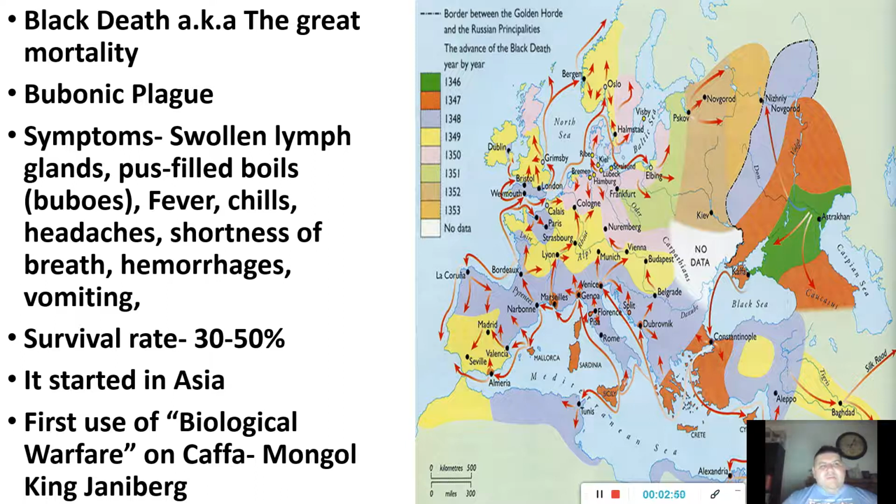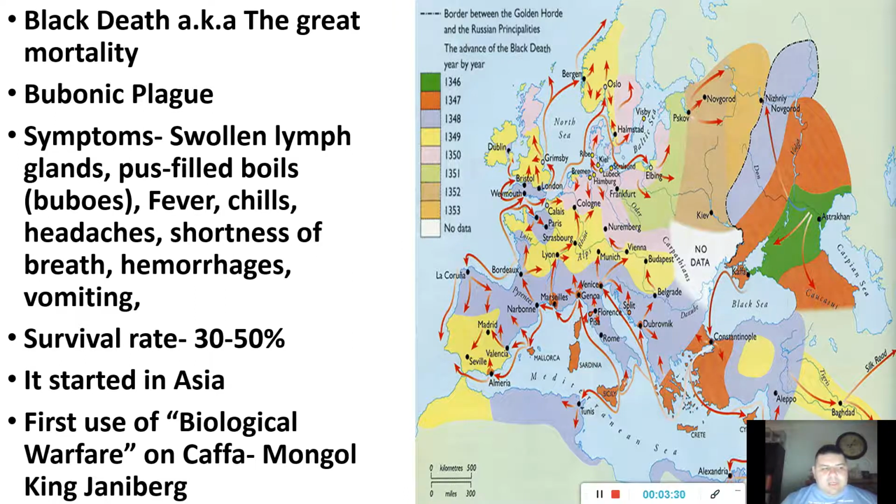So another thing: fever, chills, headaches, shortness of breath, internal hemorrhaging, and vomiting. And it was called the Black Death also because people's fingers and their toes and parts of their arms, parts that were dying or dead, would turn black. So that's how you could tell someone had it, or how quickly it was spreading throughout their body, because their body parts would turn black.